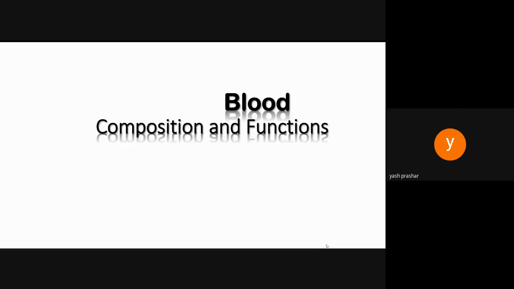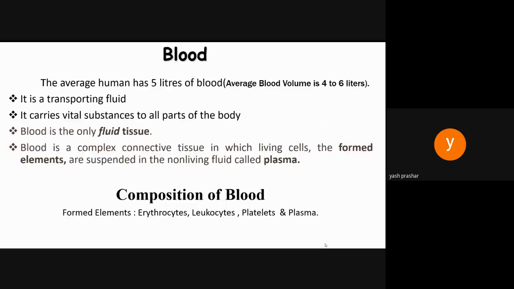Blood composition and functions. In today's lecture, we'll discuss the composition of blood. Moving to the background, the main purpose of the circulatory system is the transport of nutrients, waste, hormones, and heat. These substances will be circulated all over the body, and for this we need a certain fluid through which such transport can take place.